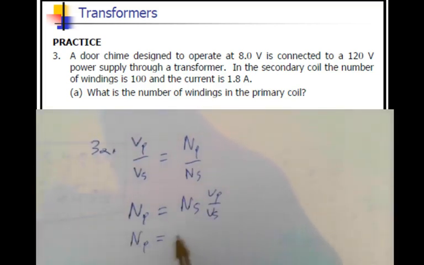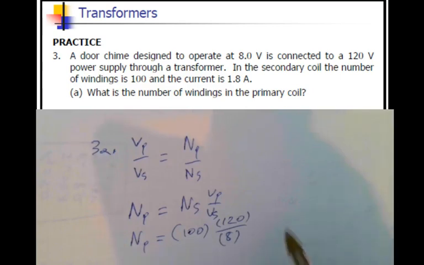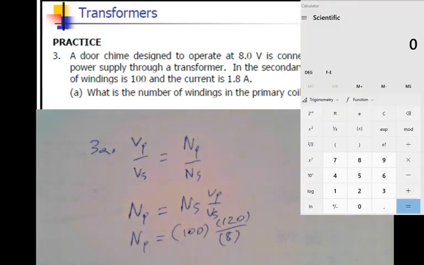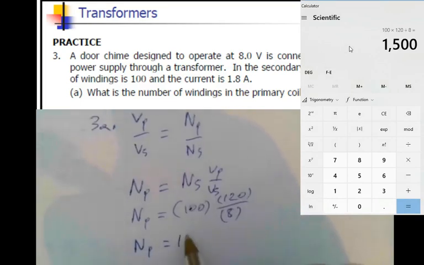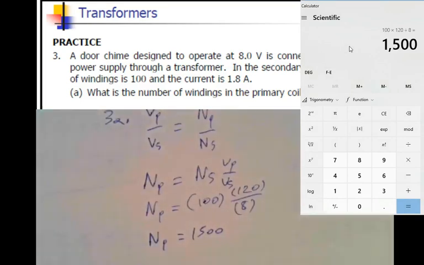So Np equals Ns times Vp over Vs. So Np equals 100, 120 is our primary, and 8 is our secondary. So turning on our calculator here, 100 times 120 divided by 8, we have the primary coils being 1,500 windings.